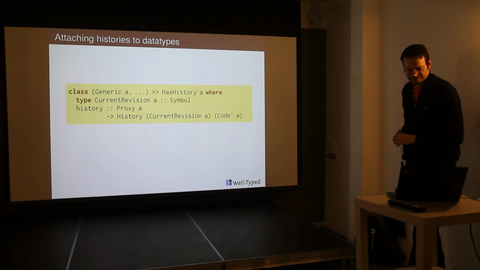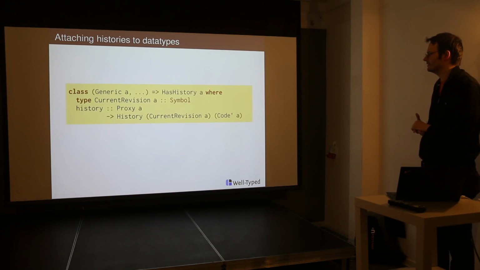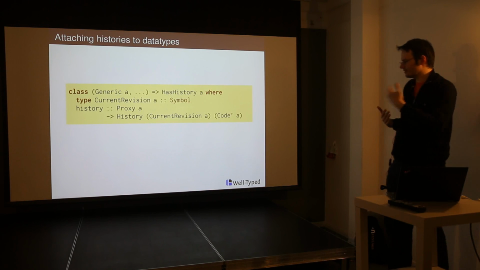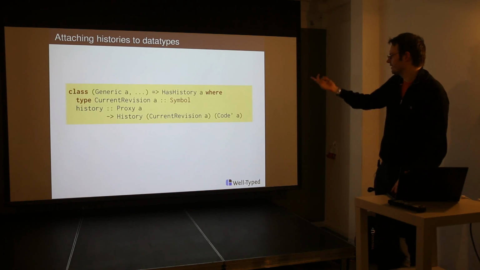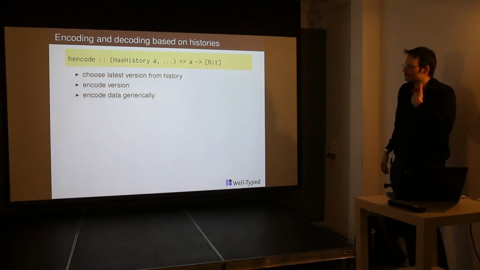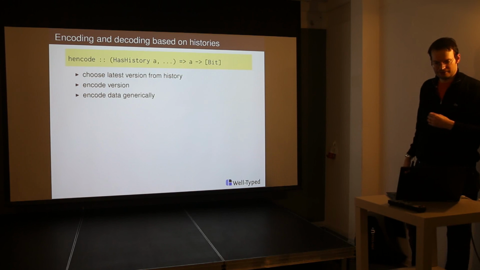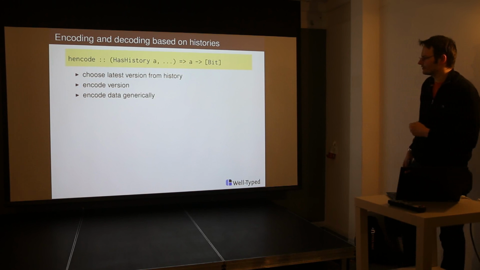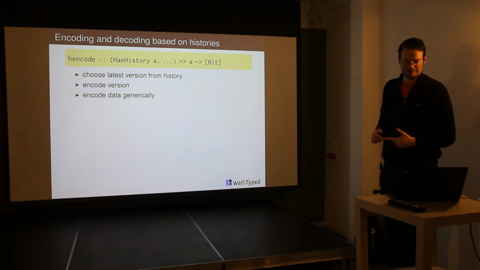And then you can give a class for everything that has a history attached to it, that basically just gives you the history for a particular data type, and the current revision, which is the current version. And then you can write not just a generic encoding function, but a history-based encoding function, which is what we actually wanted. Encoding is rather straightforward. It just chooses the latest version from the history, drops all others, but it encodes the version and encodes the data generically using the old generic encoder.